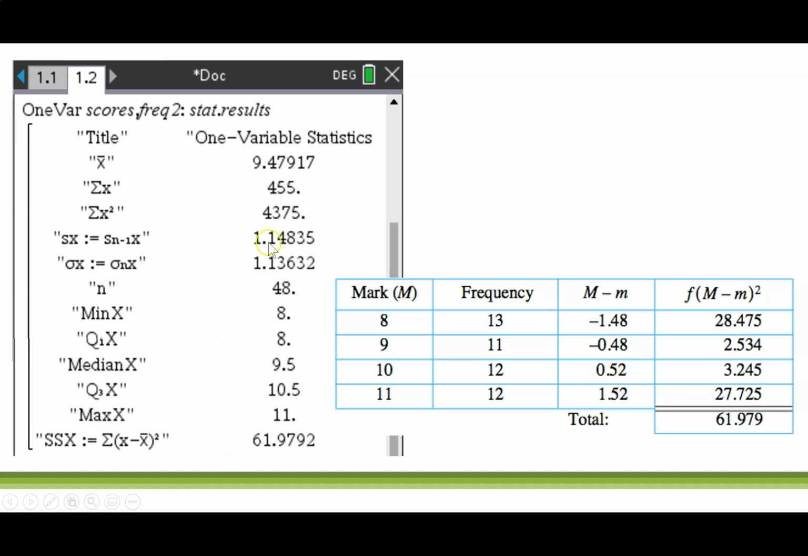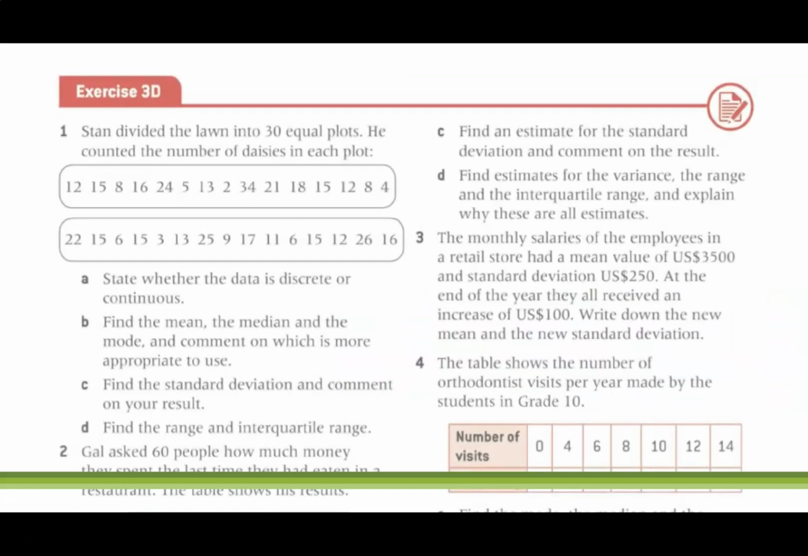Now, I think it's interesting to note that at the very end of our summary list here, our single variable stats list, is this number 61.972, which we got over here. And so that whole big calculation that I was describing earlier is also right here. If you were to take this number 61.9792, divide it by 48, and take its square root, you would get 1.3632. So a bit of redundancy in there, but sometimes it's handy to have access to all those things.